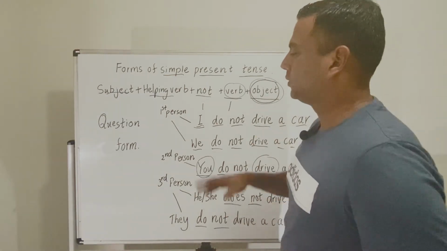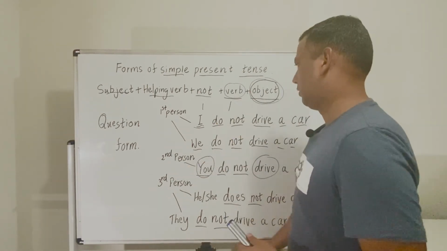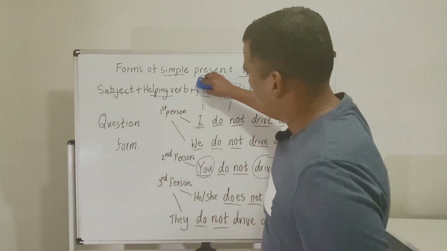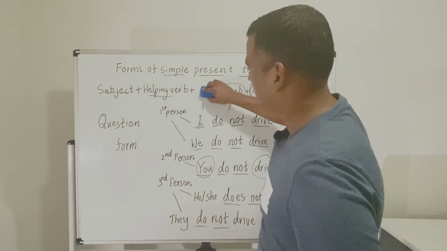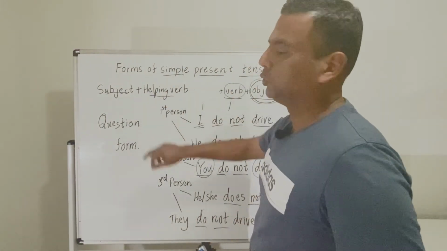So all that happens is, when we are transforming from the negative form to the question form, we take off this "not", it goes away, and now we have to swap these two.